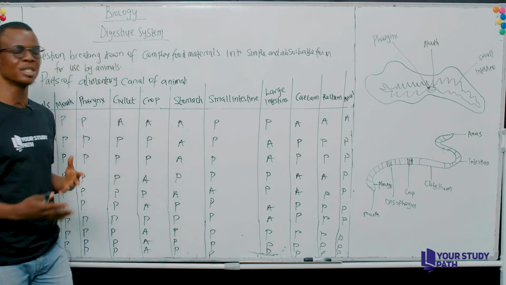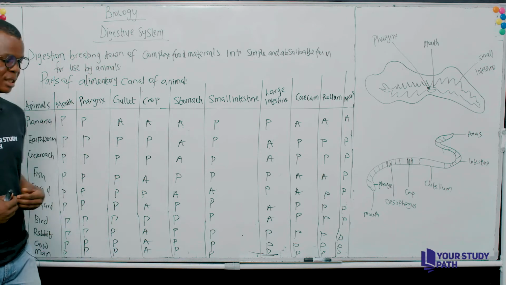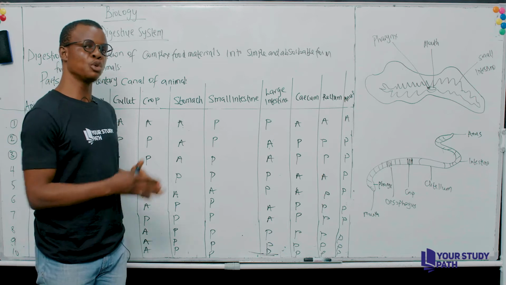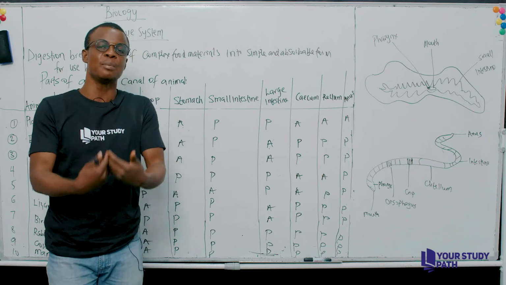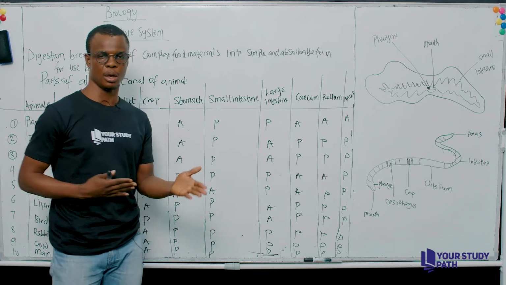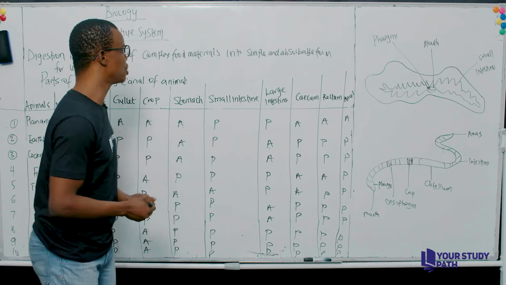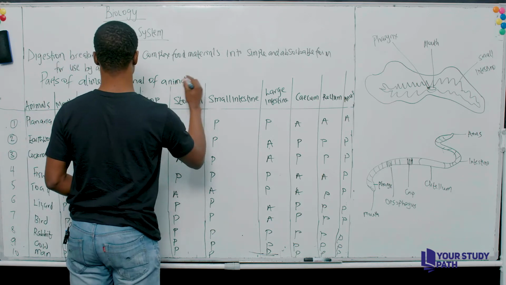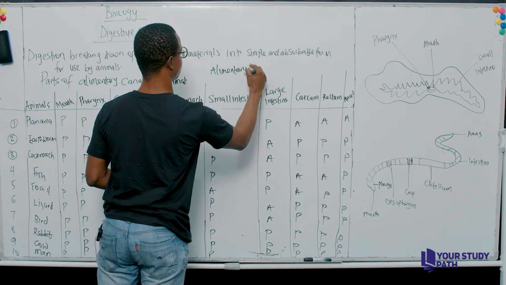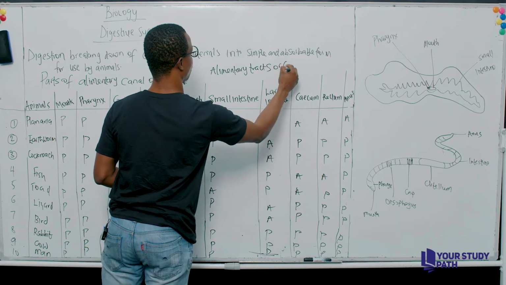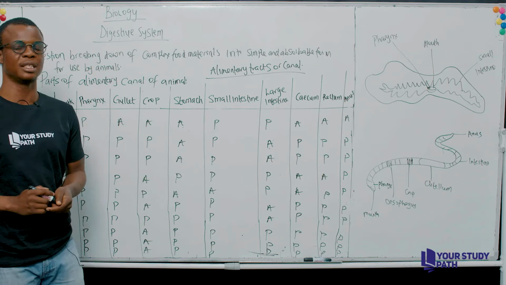Now we can't talk about digestion without talking about the alimentary tract or alimentary canal. What is the alimentary tract or alimentary canal? Alimentary tract or alimentary canal is a pathway or a narrow tube through which food moves within the body of an animal. So it's a pathway or a tube through which food moves in the body of an animal. This is what the alimentary tract or alimentary canal is all about. So call it alimentary tract or alimentary canal, or we can call it digestive tract or digestive canal.